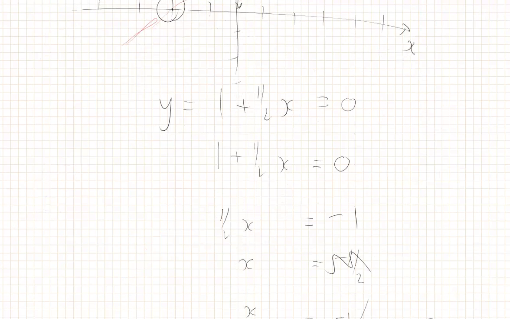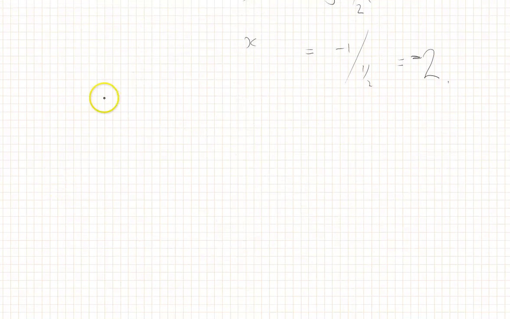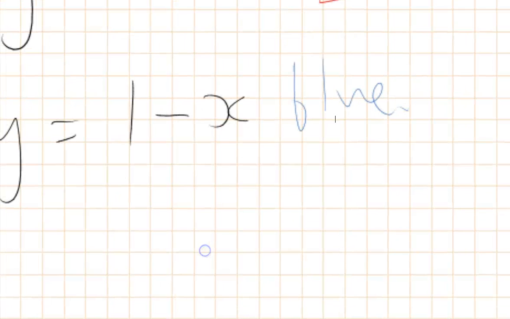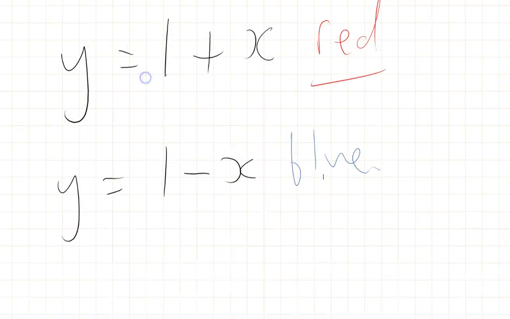Okay, I'm going to put two straight lines at least on the same graph. I'm going to put y equals 1 plus x, and I'm going to make that red. And I'm also going to put y equals, let's try 1 minus x, and I'm going to make that blue just because I can. Let's zoom in a bit on that.